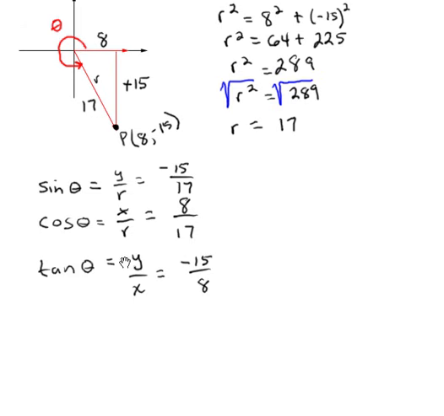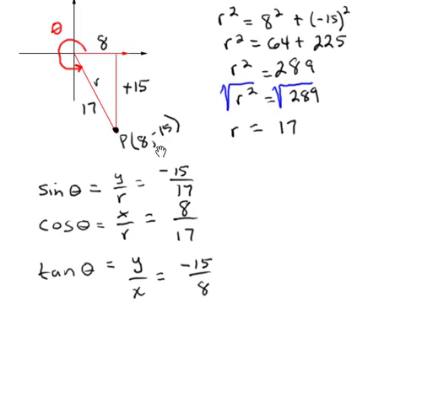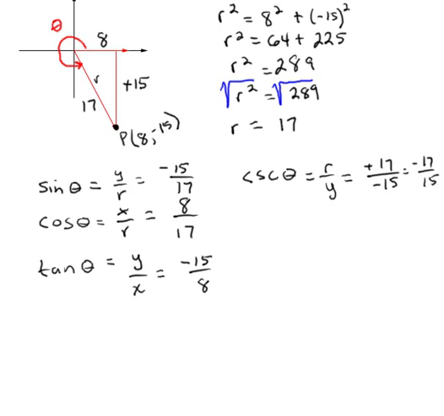Tangent, as we recall, was the y value over the x value. The y value being -15 of that point, -15 over the x value, 8. So that's -15 over 8. Then we've got the reciprocals. The reciprocal of sine is cosecant, so that's r over y. In this case, that's 17 over -15. We don't like to leave a negative number in the denominator of a fraction, so if we multiply numerator and denominator by -1, that moves it to the numerator.